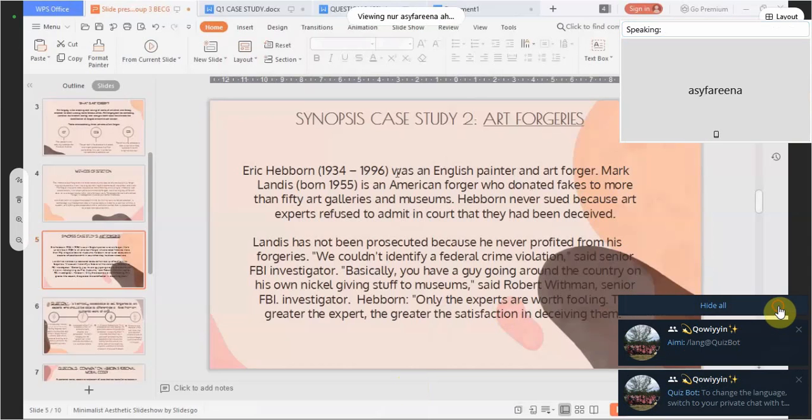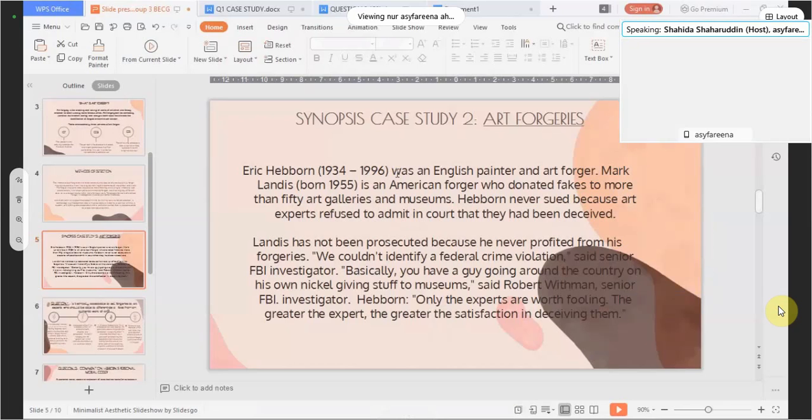Eric Hebborn, 1934 until 1996, was an English painter and art forger. Mark Landis, born in 1955, is an American forger who donated fakes to more than 50 art galleries and museums. Hebborn was never sued because art experts refused to admit in court that they had been deceived. Landis had not been prosecuted because he never profited from his forgeries.